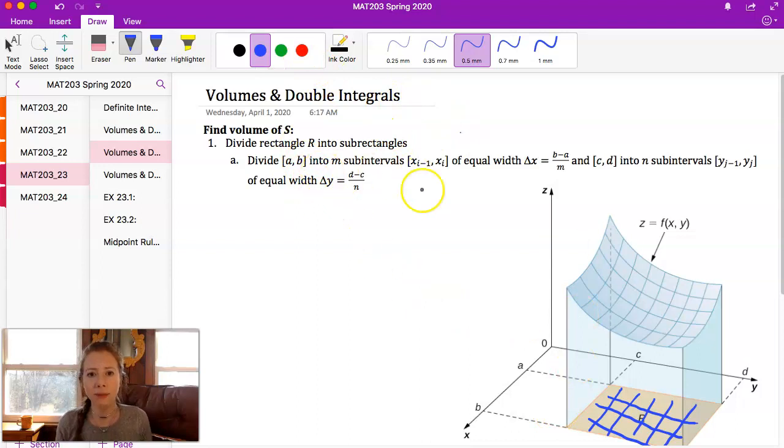So a to b along the x is going to be divided into m, so in this case I drew 1, 2, 3, 4 subintervals. Similar to single variable calculus, of equal width, which is given by delta x equal to b minus a over m. So right here would be our delta x. And n subintervals along the y, from c to d. Here we have 1, 2, 3, 4, 5, 6, so we would have n equal to 6 in this case, and this would be representative of a delta y.